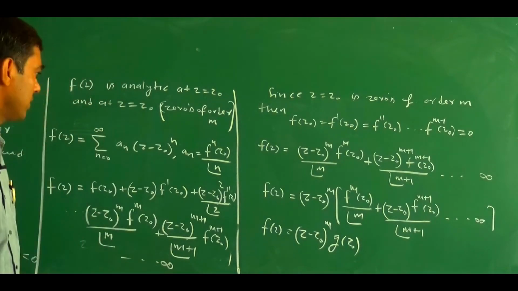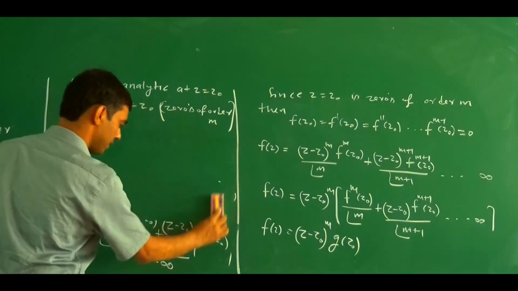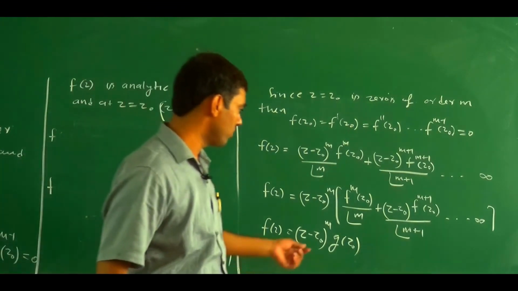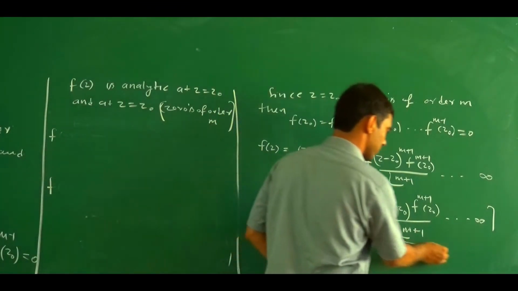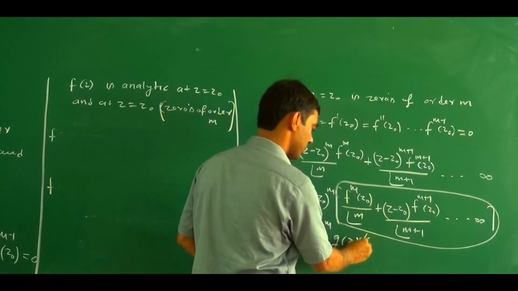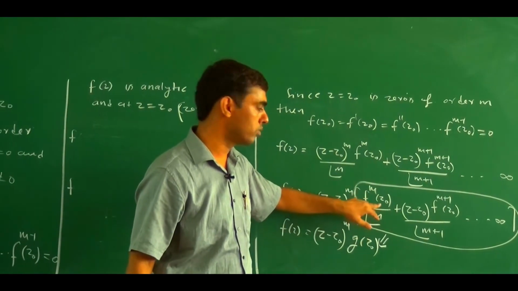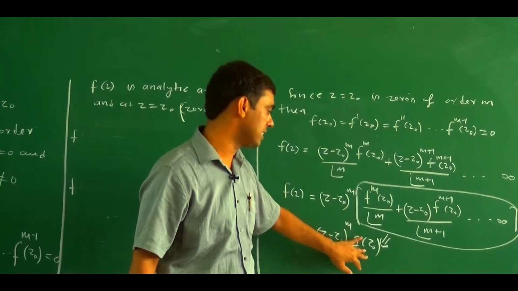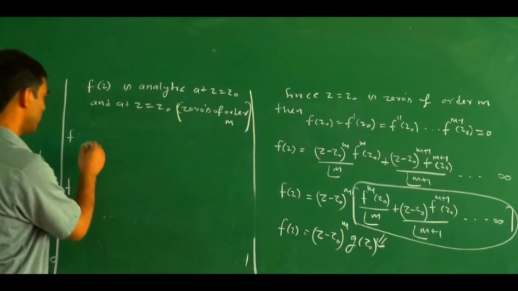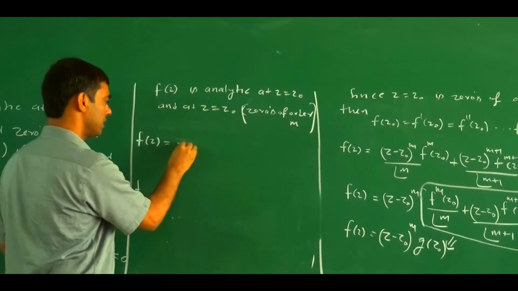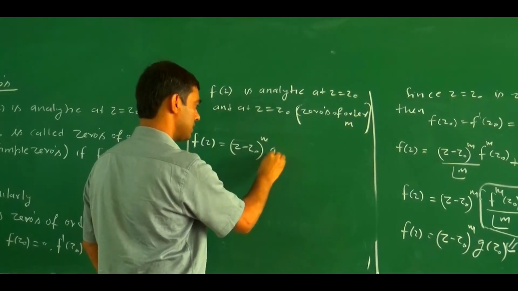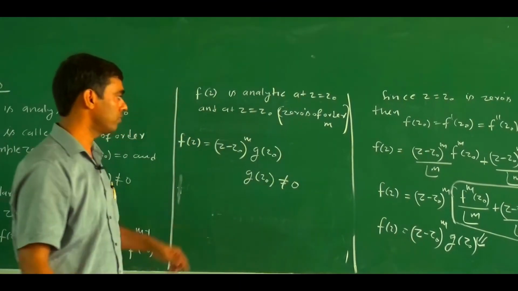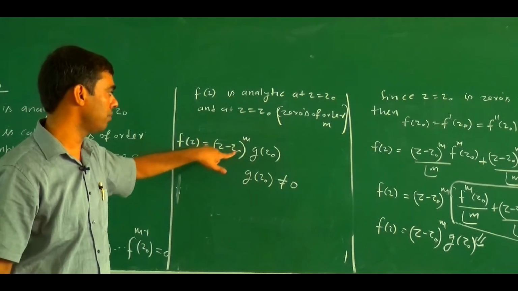So if we erase this and write here, and if we closely observe this expression, what is the value of g(z0)? g(z0) equals this one. So f^(m)(z0) does not equal 0 and m is a positive number, so this does not equal 0. So what do we conclude? We conclude that g(z0) does not equal 0. So what do we write here? f(z) equals (z minus z0) to the power m times g(z), provided g(z0) does not equal 0, then we say that f(z) has a zero of order m at z equals z0.